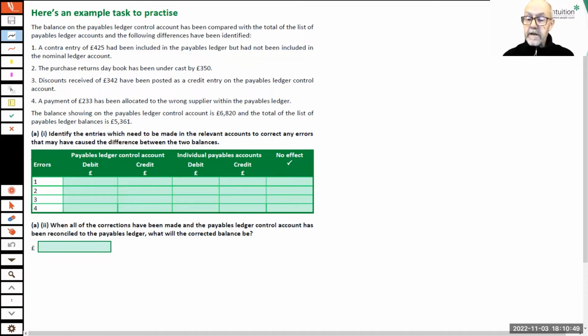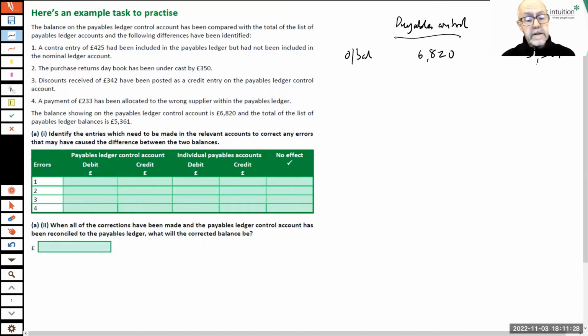So what we say is do two columns: payables control and supplier list. And we are told that at the start of this process, the balance on our payables control is 6820, and on the list of balances is 530,561. So we're a fair way out.